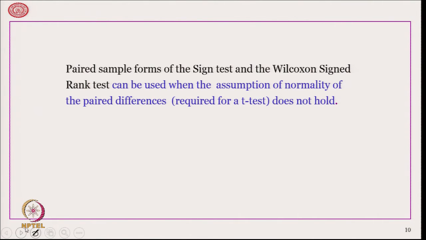When we do not have that assumption, then we cannot use the t test, and therefore we have to go for non-parametric testing of hypothesis. In particular, we want to use the same sign test and the same Wilcoxon signed rank test on the data which is coming from paired samples.